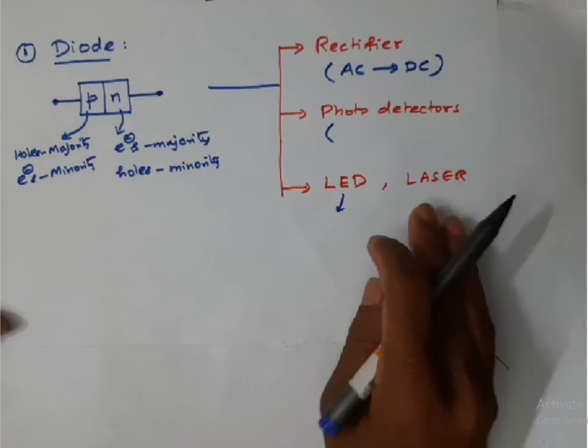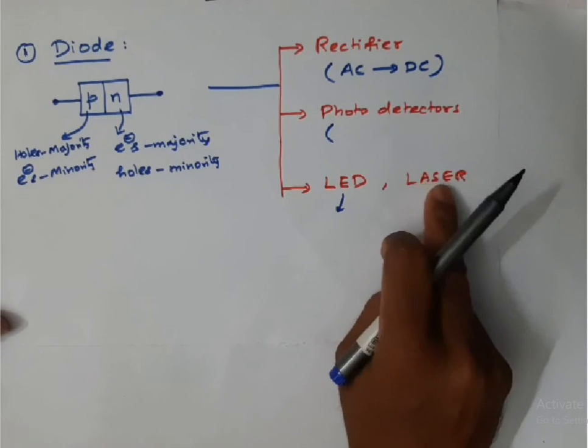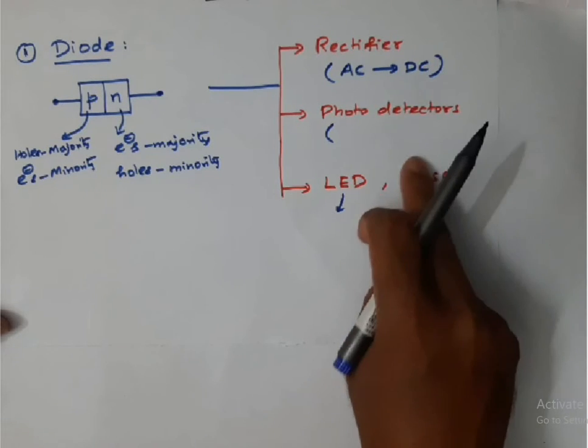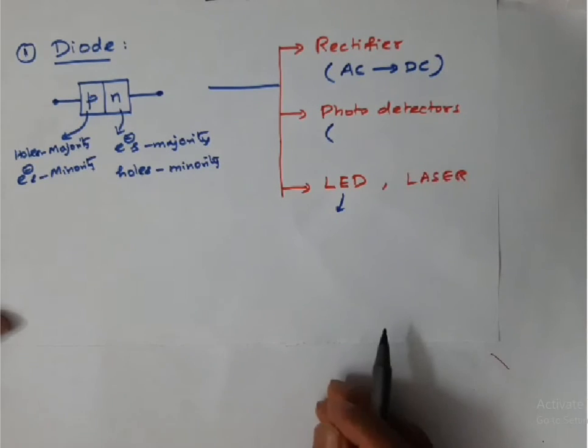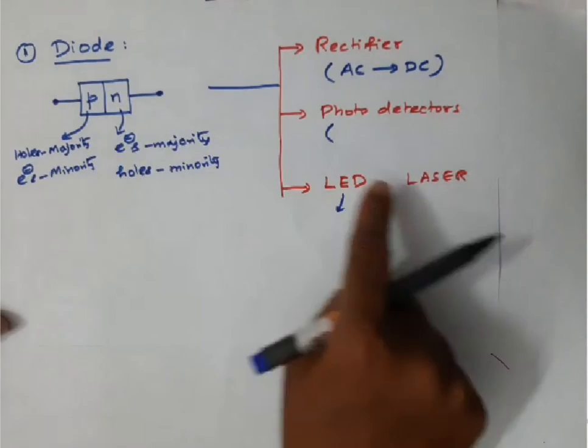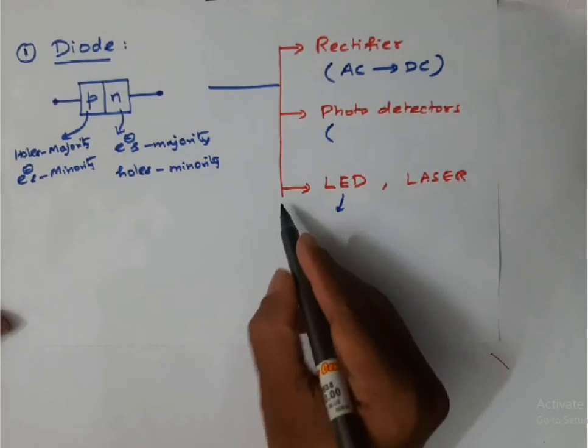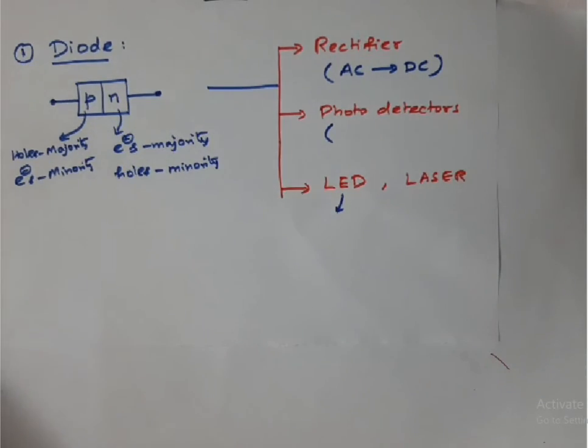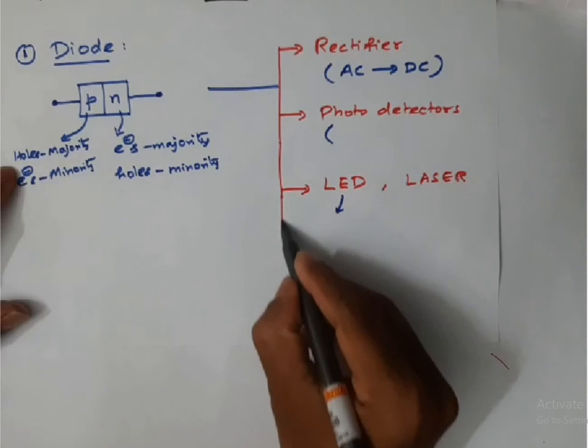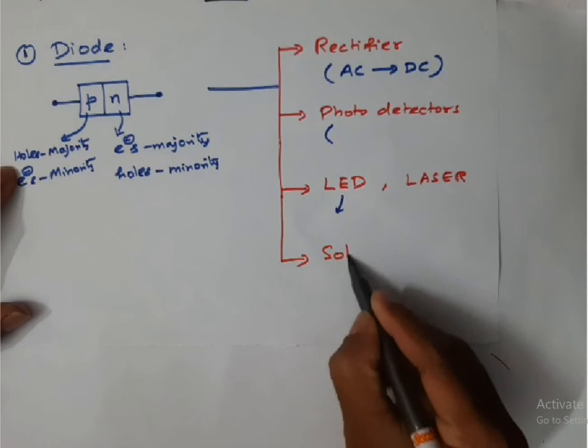What is laser? You know very well, light amplification by stimulated emission of radiation. In lasers also we use diodes. Diodes are used in lasers. Not only that, diodes are also used in solar cells. You might have heard about this, solar cells.